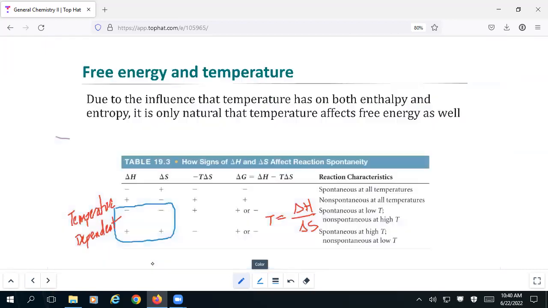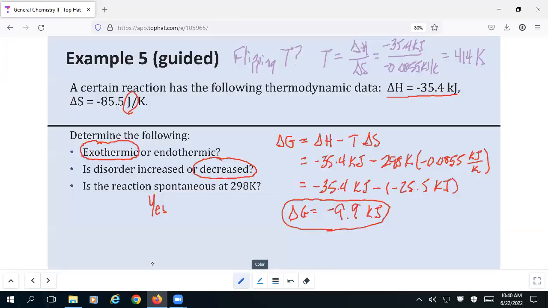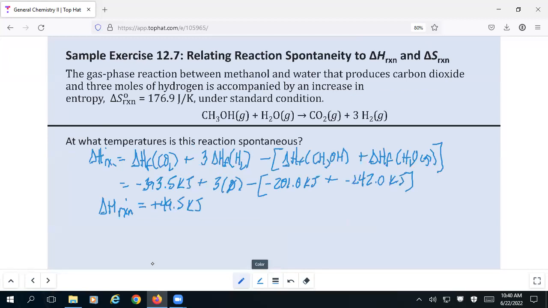Now we can go back to this table and recognize that that means that it's going to be spontaneous at high temperatures and non-spontaneous at low temperatures. But what exactly does high or low mean? That's where we need to do this flipping temperature calculation.